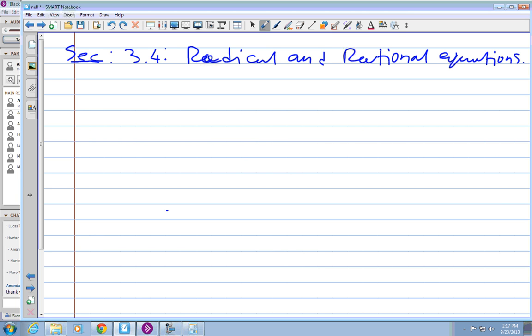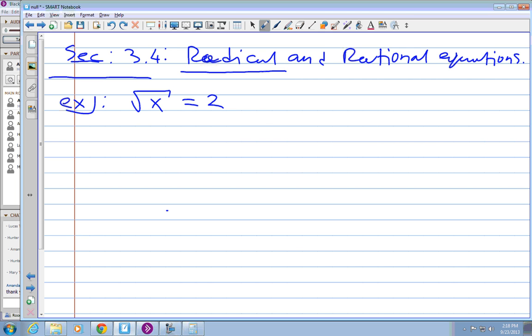So we'll just talk about equations that involve radicals, okay? So let me ask you this question. Here's an equation that involves radicals. Square root of x equals 2. Can we solve that equation? How would you go about solving that equation?